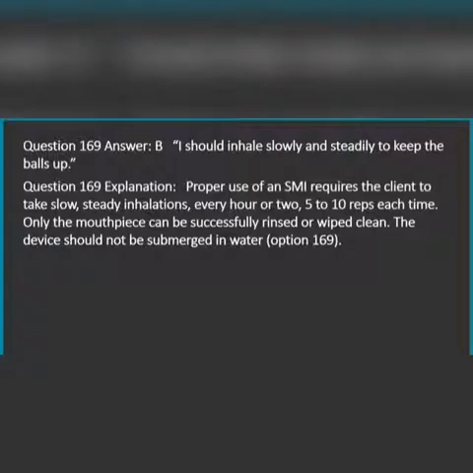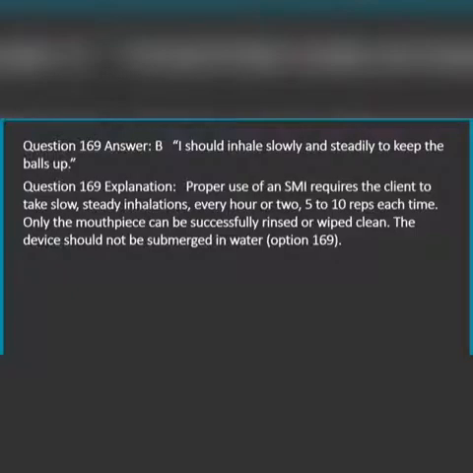Question 169. Explanation: Proper use of an incentive spirometer requires the client to take slow, steady inhalations every hour or two, 5 to 10 reps each time. Only the mouthpiece can be successfully rinsed or wiped clean. The device should not be submerged in water.